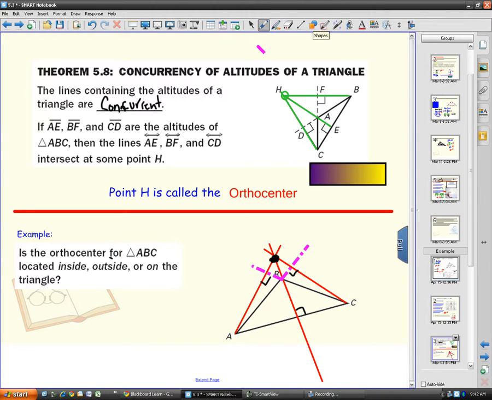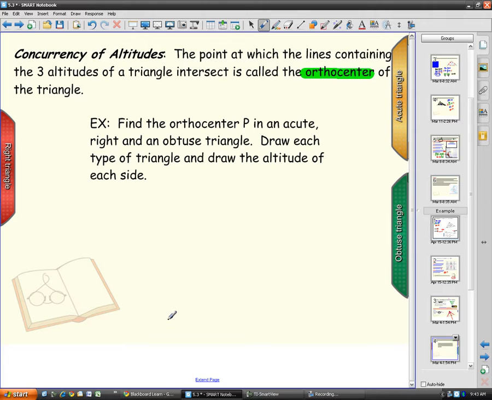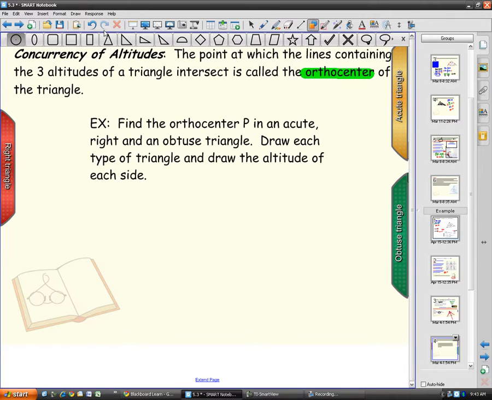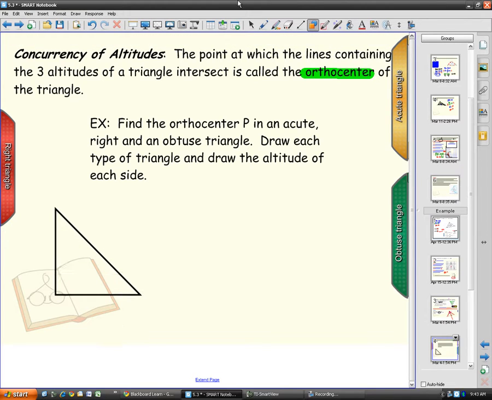Okay, and so then the next one says find the orthocenter of an acute, a right, and an obtuse. Well, we've already done obtuse. That was in the previous one, so we're not going to bother with that one. We'll go ahead and do a right triangle. Do my best to do a right triangle, and then the next one we'll try to do an acute triangle. Something that looks like that. Okay, so there's our two triangles. We've already done the other one.